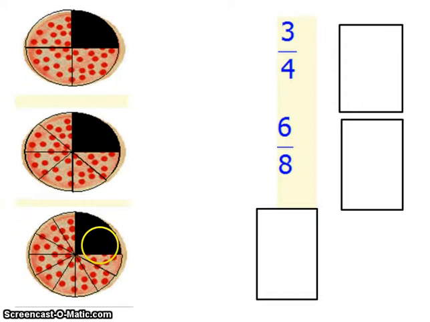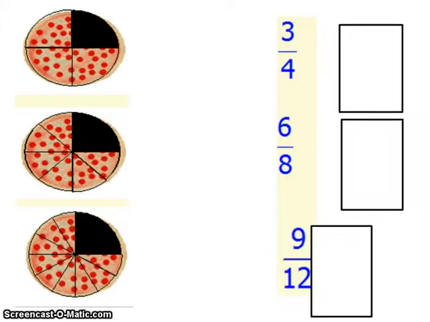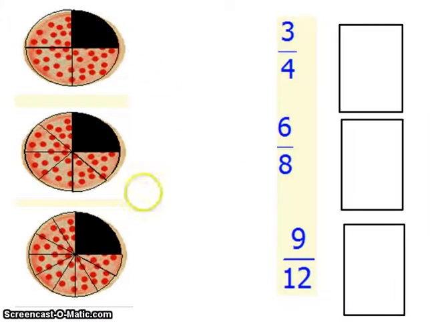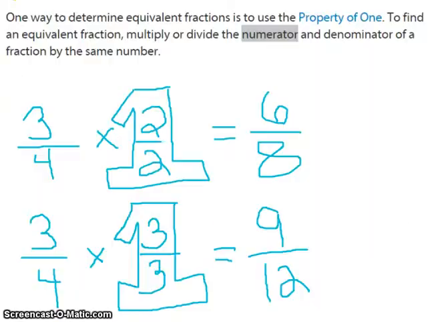And then on this last pizza, looks like the same amount as well. Again, the pieces are cut smaller. We've got 1, 2, 3, 4, 5, 6, 7, 8, 9, and then 10, 11, 12 would be here. So we have 9/12 of the pizza left. All 3 of these pizzas are still equivalent to 3/4, just different pieces, or just different slices.